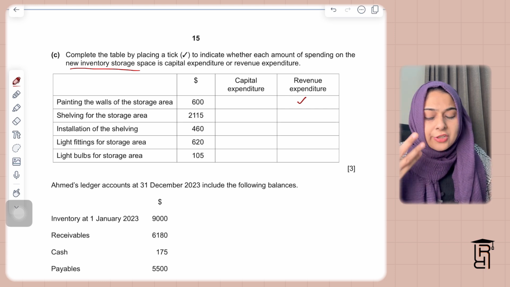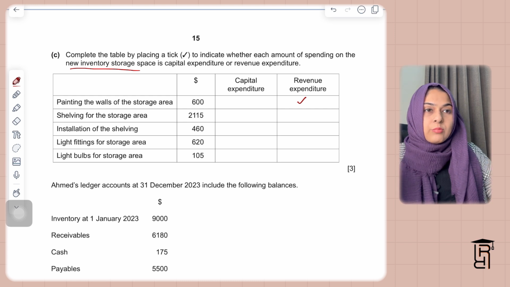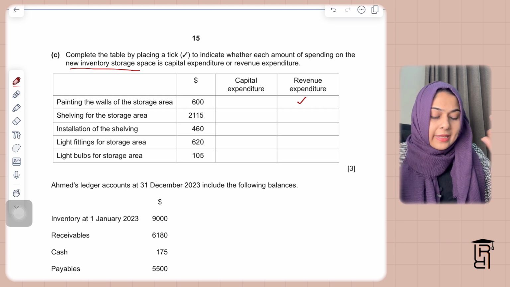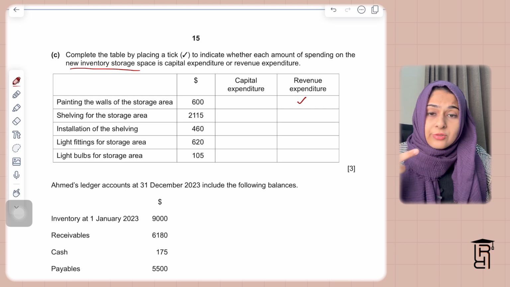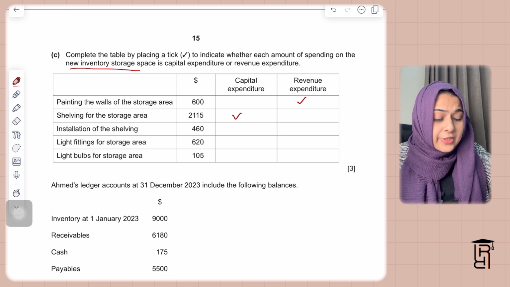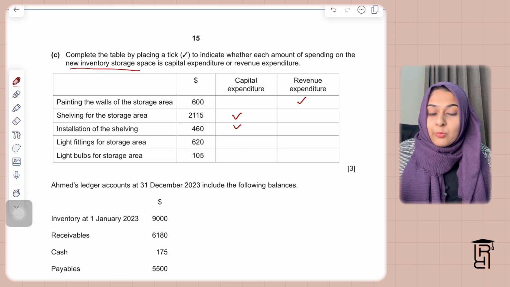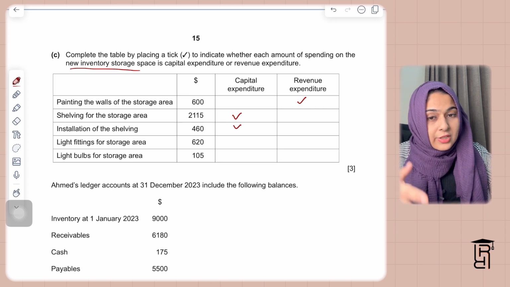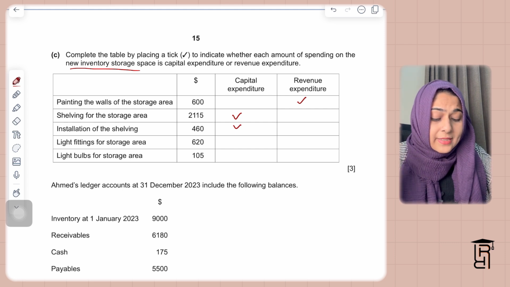Shelving for the storage area, shelf you will only get it once, because obviously once you'll get the shelf. The shelving is basically wooden, sometimes wooden, right? So wooden shelving, you don't need to change it again and again. You don't need to install the shelving again and again. So this is going to be our capital expenditure. Installation of shelving, obviously shelving is a one-time expense, so installation of shelving is also one-time expense, and capital expenditures are one-off expenses.